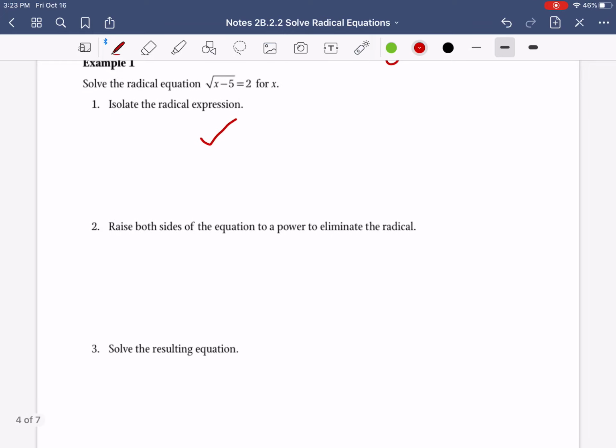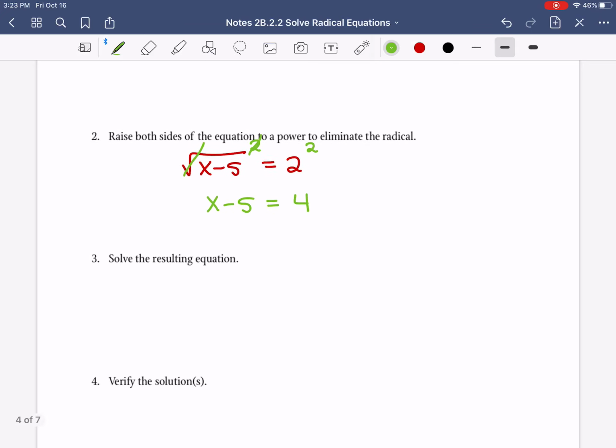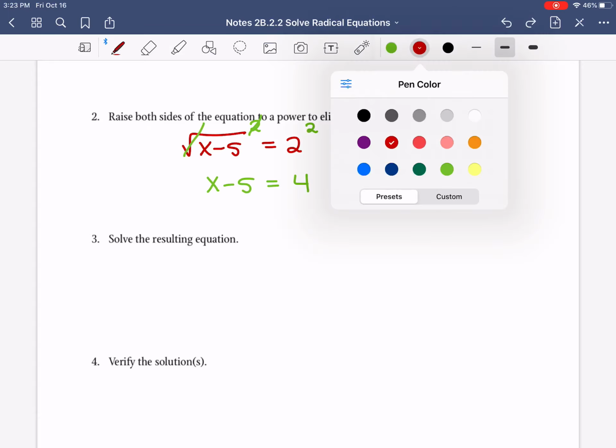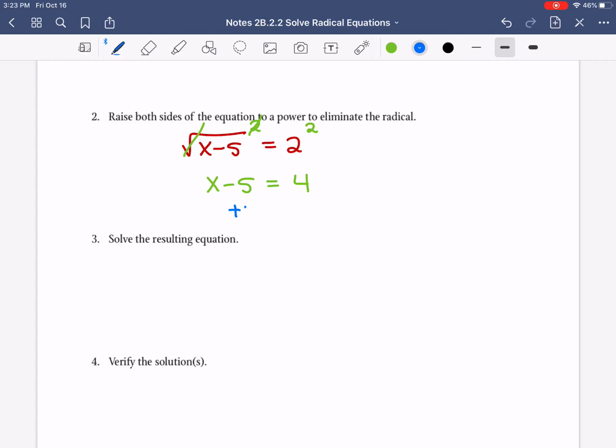Okay, then step 2 says to raise both sides of the equation to the power that will eliminate the radical. So since it's just a regular old square root, we raise both sides to the power of 2. What happens when you do that is the radical and the square cancel each other out, so you're just left with x minus 5 equals 4. Step 3 is to just solve the resulting equation. So we're going to go ahead and get x by itself by adding 5. We get x equals 9.